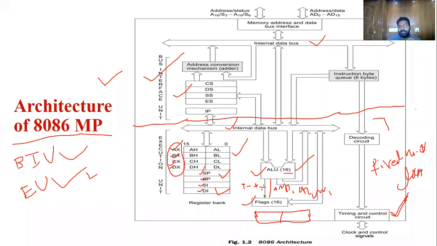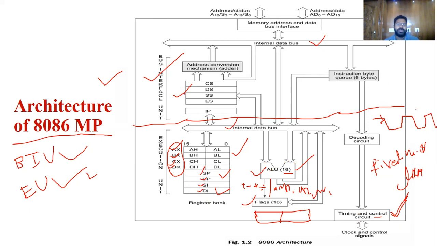A clock is nothing but this, a wave like this. For each and every operation it sends a fixed number of clocks to perform the operations and to control each and every part in the microprocessor. So this is the execution unit.